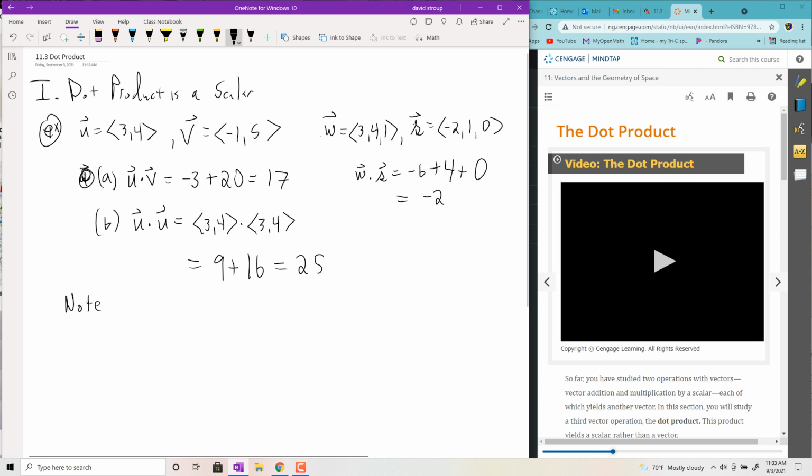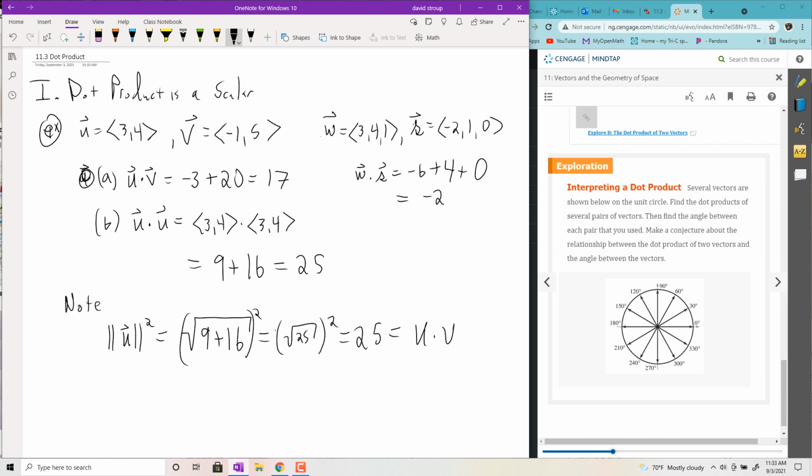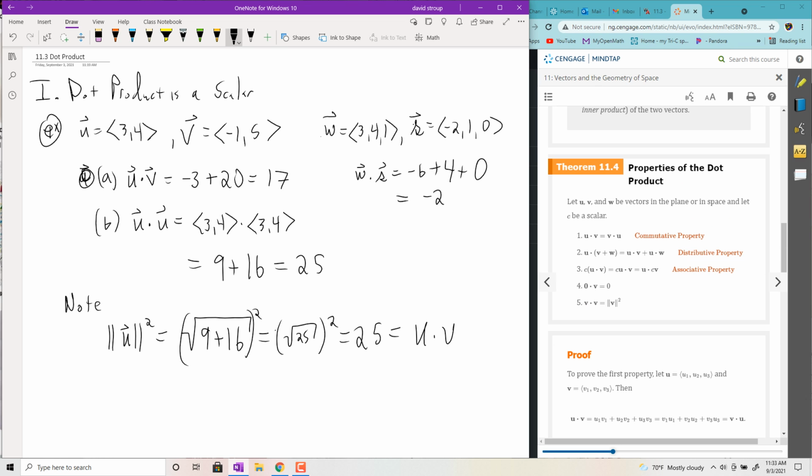So note the magnitude of u squared. What is that? So the magnitude of u would be the square root of 3 squared, which is 9, plus 4 squared, which is 16. And we're going to square that, and that would equal the square root of 25 squared. So if you square that, you get 25, which is exactly equal to u dot u. Okay? It's that sort of acknowledgement which becomes important later when we're doing the interpretation of the dot product and working with basically the angle between these two vectors.